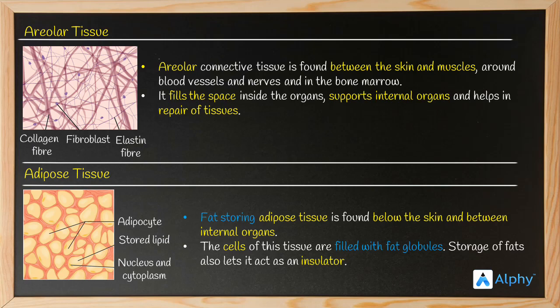So tell me the function of adipose tissue. They are fat storing tissues, right? That's it. Found below the skin and between internal organs. So the cells of these tissues are filled with fat globules which act as insulators. So how do they connect? They are found below the skin, right? So they connect two systems. That's it. So that was about adipose tissues and other connective tissues. That's it. Thank you.